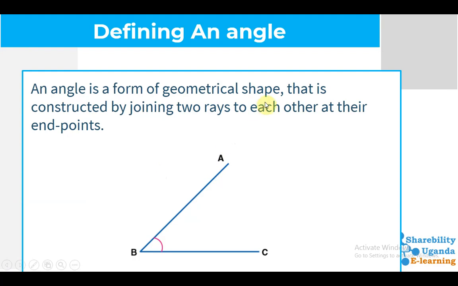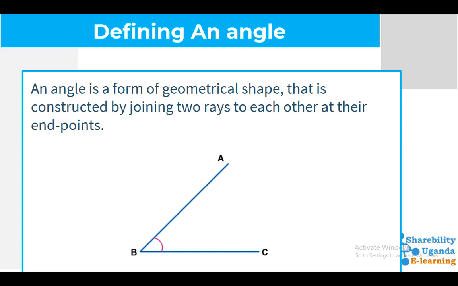First of all, we shall understand the meaning of an angle. To your concept, what comes to your mind when they talk about angles in geometry? Good, that is a good idea. Angles are a form of geometric shape that is constructed by joining two rays to each other.